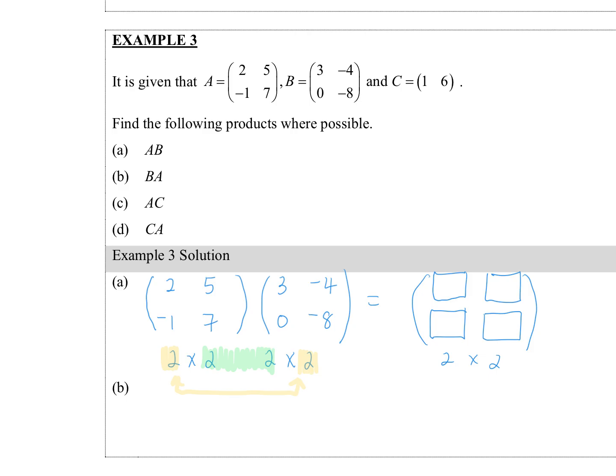So these 4 entries, how to find the first one? I want you to see it as a row first. So I'm going to settle my first row to multiply my first column. This is like the number 7. Can you see that? So what I do is 2 multiplied by 3. I add it to 5 multiplied by 0. So 2 times 3 plus 5 times 0.